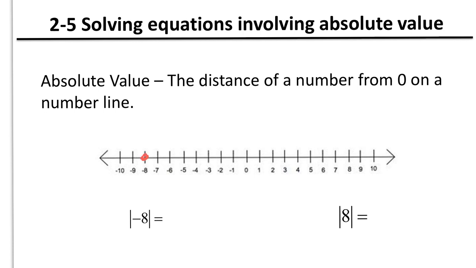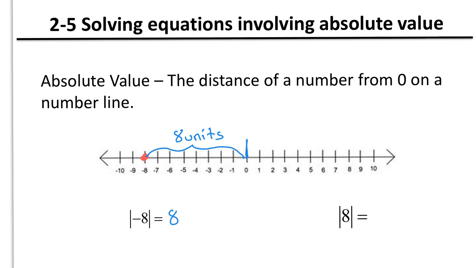-8 is right here. And when you look at the distance from that number to 0, 0 is right in the middle, right here. You can count how many units you have, and you will see that you have 8 units from that number to 0. So the absolute value of -8 is 8. We just want to know how far away this number is from 0.